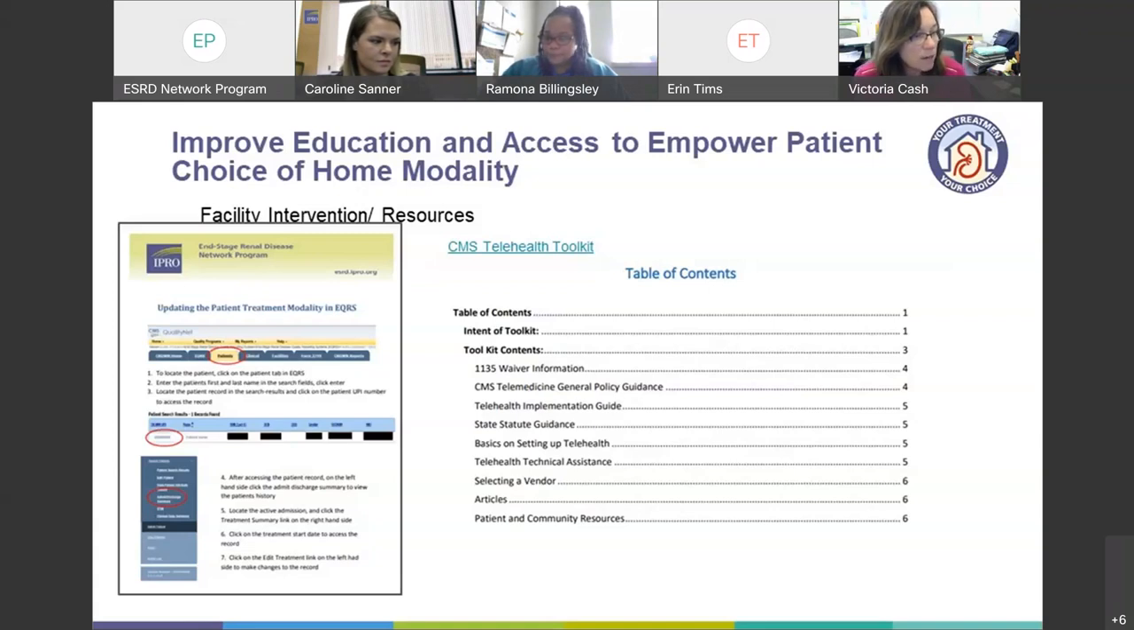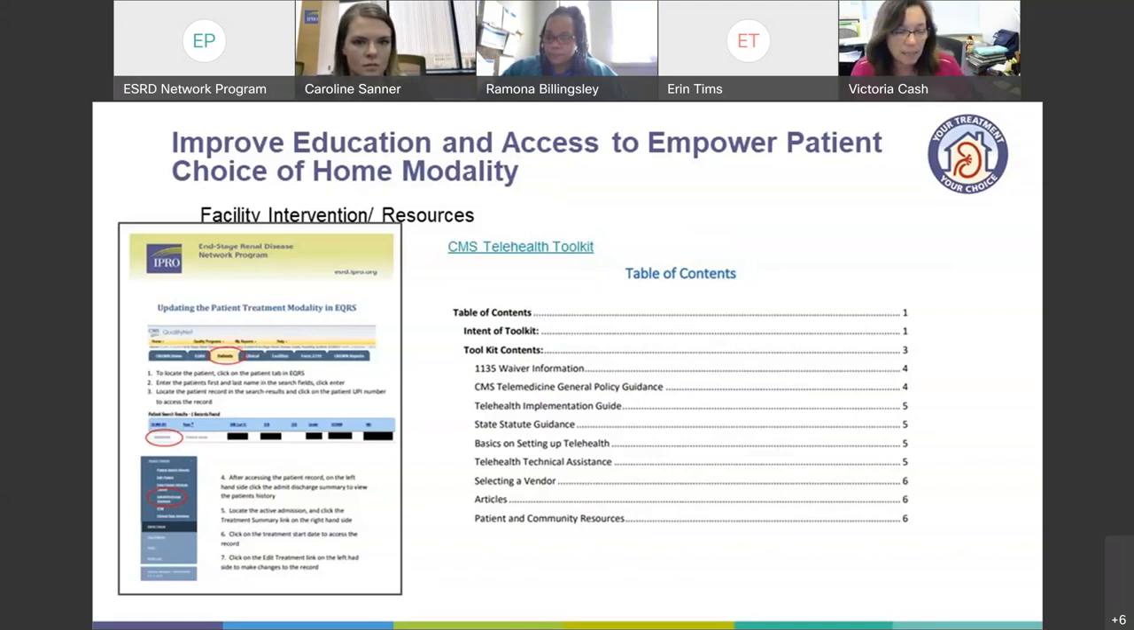We also have an extensive telehealth toolkit. We've heard that a lot of the barriers are patients not being prepared and some technology barriers. And so we've got some really great tips to use. That telehealth medicine toolkit is very robust.